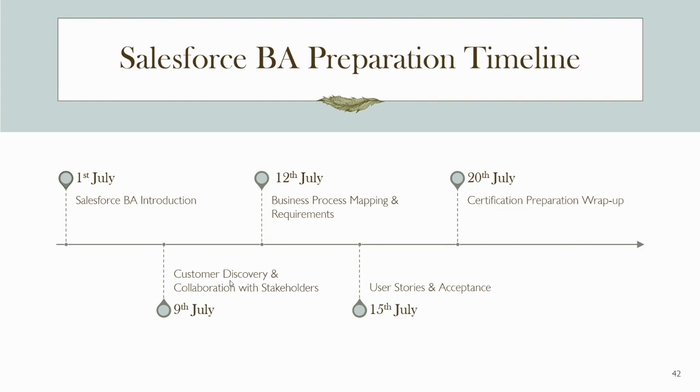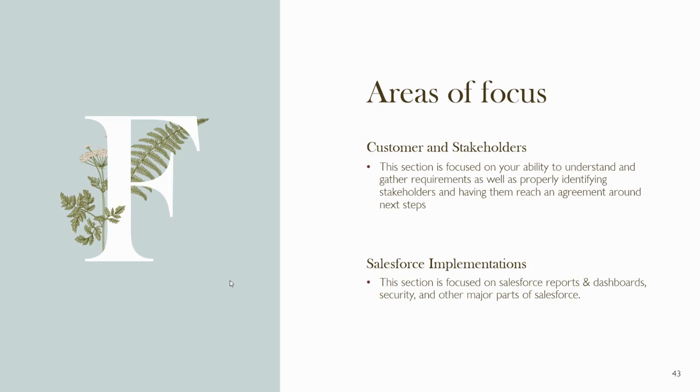So on the 1st of July we started this introduction, and by the 9th we will be covering customer discovery and collaboration with the stakeholders. By the 12th we will be covering BPM and requirements. By the 15th we will be taking care of user stories and acceptance, and by the 20th we will be taking care of all those things which we have discussed till now. So this is the timeline for the BA preparation, and how we will be doing it.